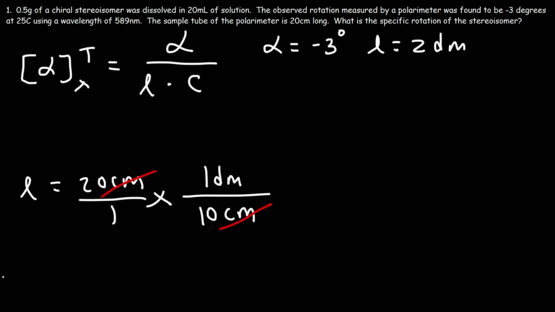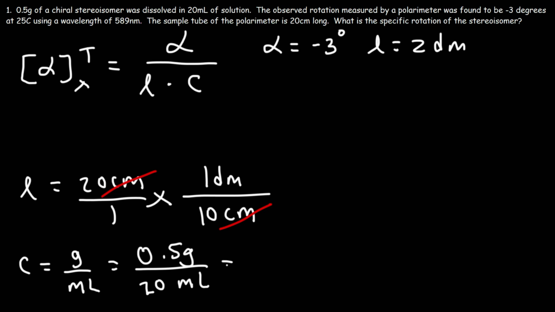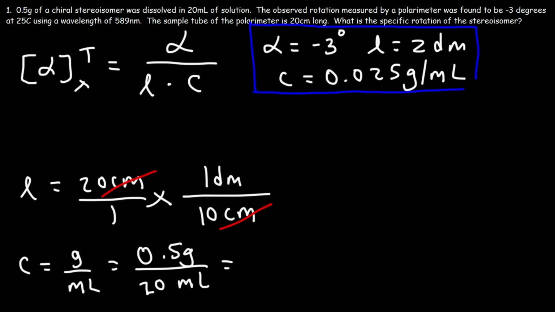Now we're also given the mass and the volume. So we can calculate the concentration in units of grams per milliliter. So if we take the mass of the chiral stereoisomer in grams, which is 0.5 grams, and divide it by the volume of the solution, which is 20 milliliters, this is going to be 0.5 divided by 20, giving us a concentration of 0.025 grams per milliliter. So right now we have everything that we need to calculate the specific rotation of the stereoisomer. So let's go ahead and do that.